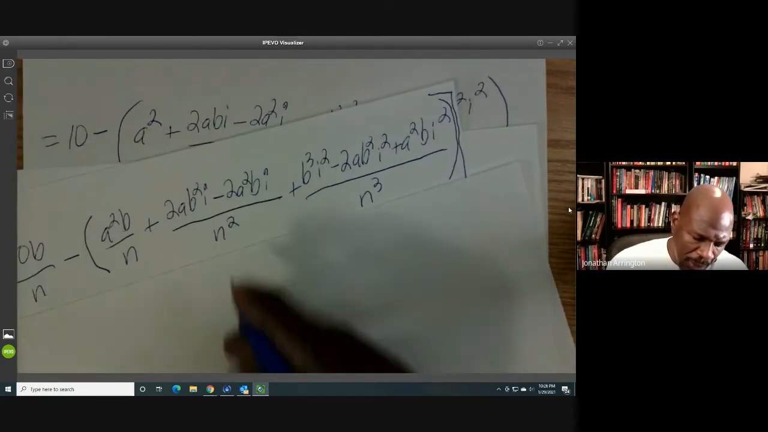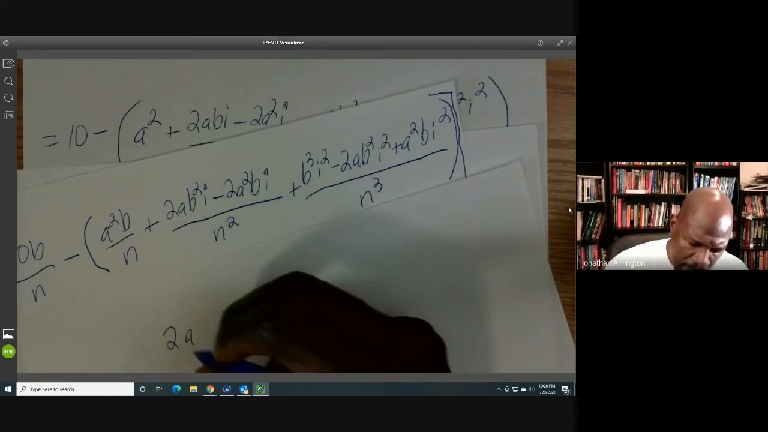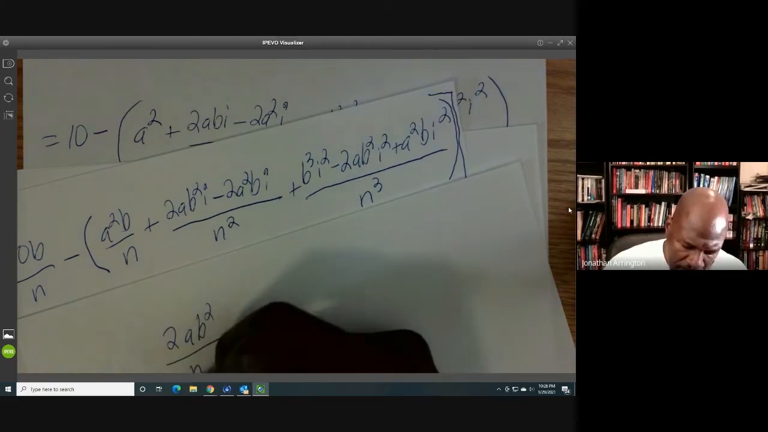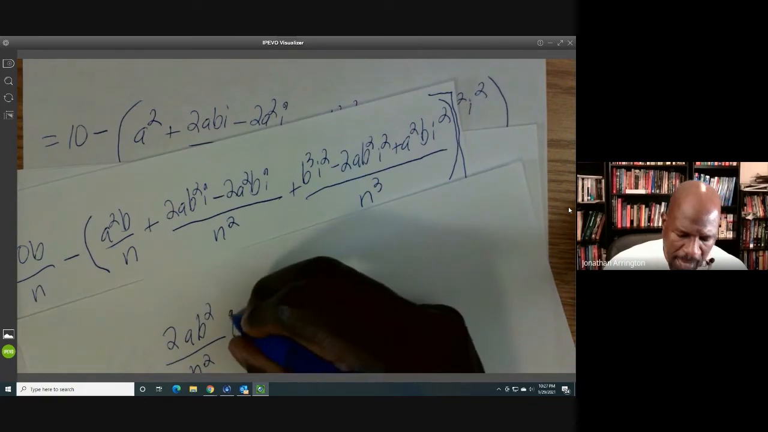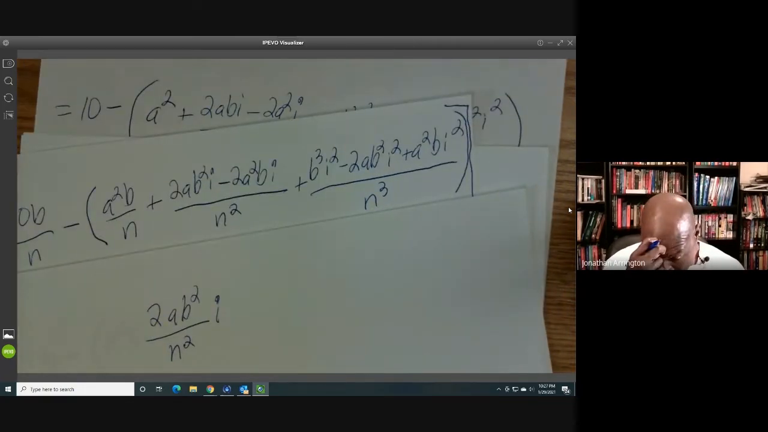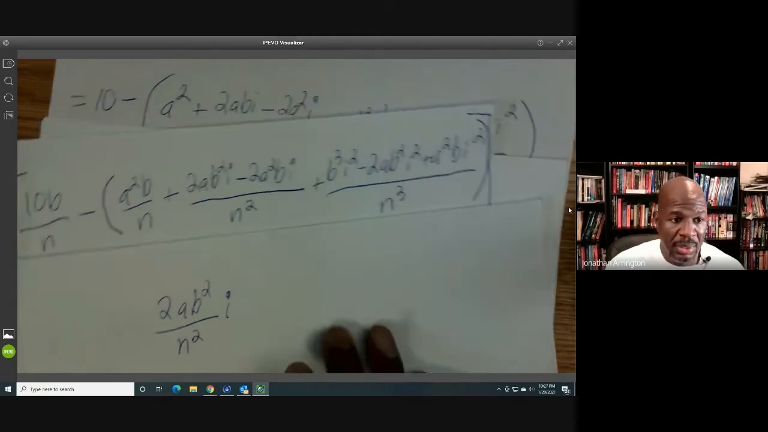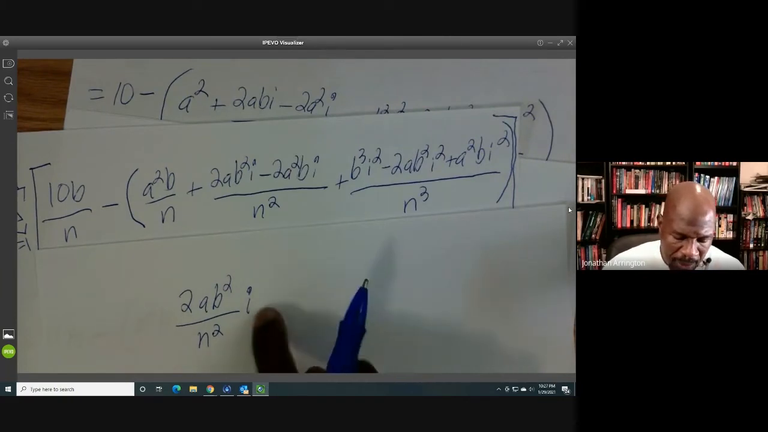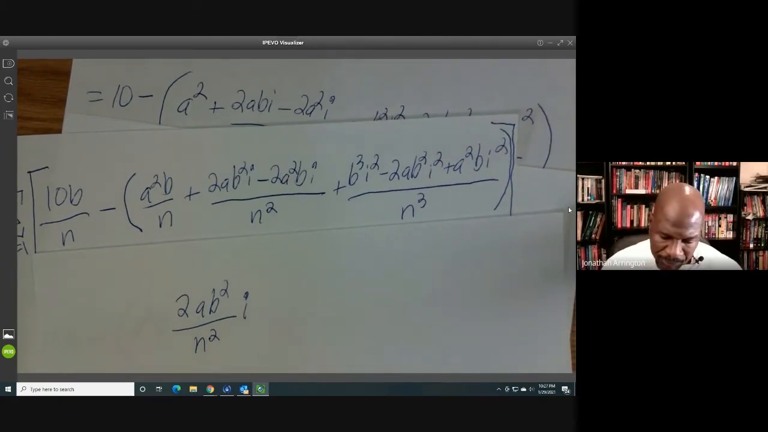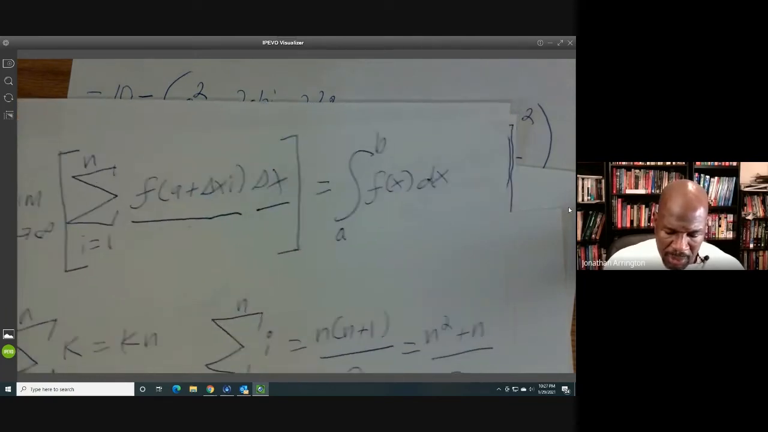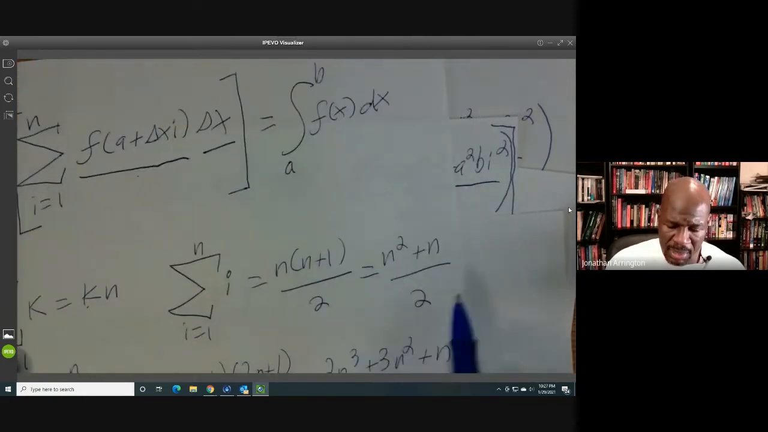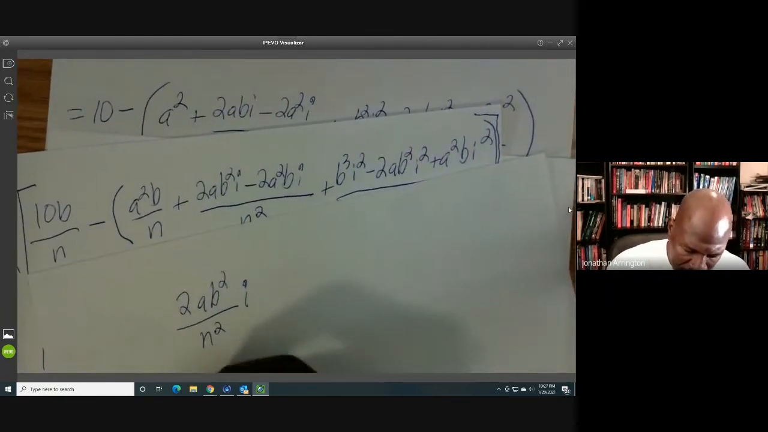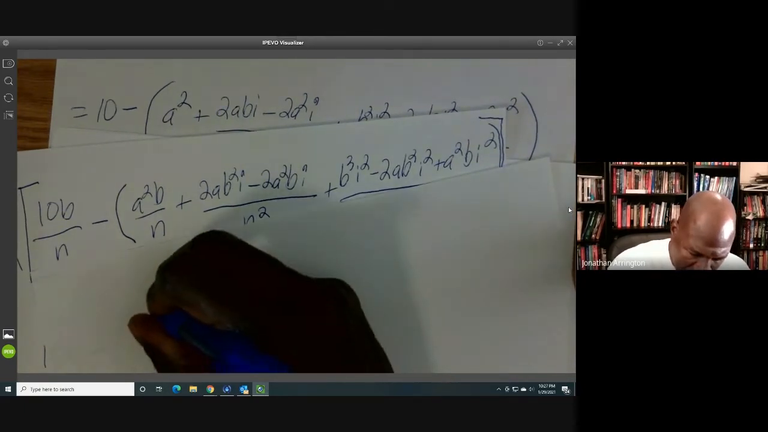And what I'm going to do is look at 2ab squared over n squared times i. And of course I'm summing this as i goes from 1 to n. And when you do that with i, again, what you'll get is n squared plus n over 2. So I'm summing this i, and I'm going to get n squared plus n over 2. So this is going to turn into, let me show I'm summing this.